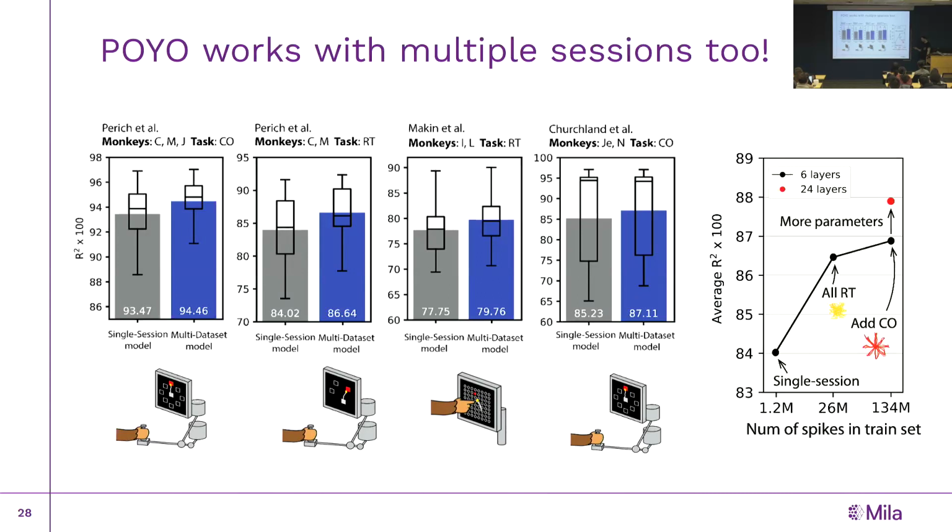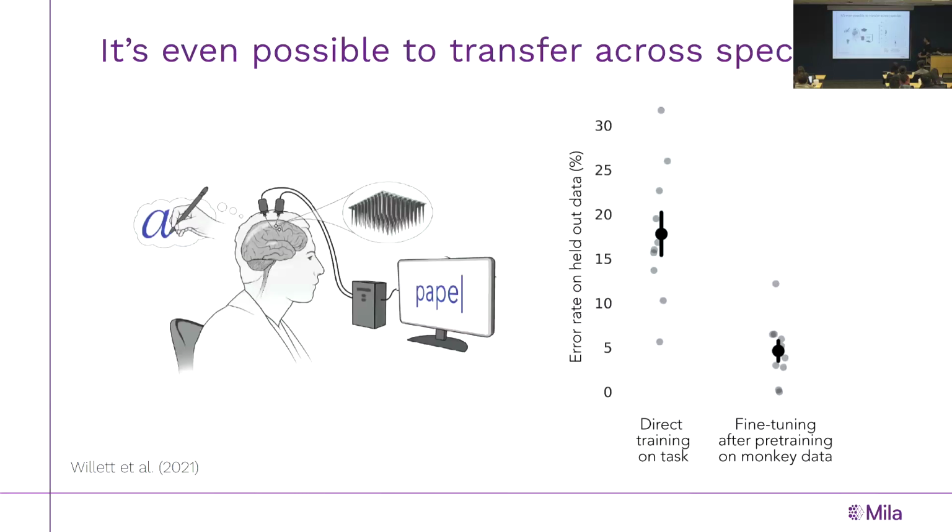And that's, again, a key thing that we saw in POYO, that when you increase the number of layers, you also get these additional benefits. So, okay, it looks like we're really in a good place then for taking to heart the bitter lesson. Here we even did, this is a fun little example, transfer across species.